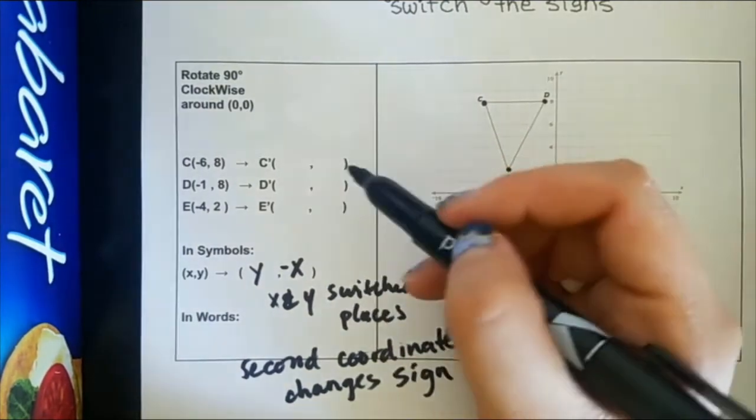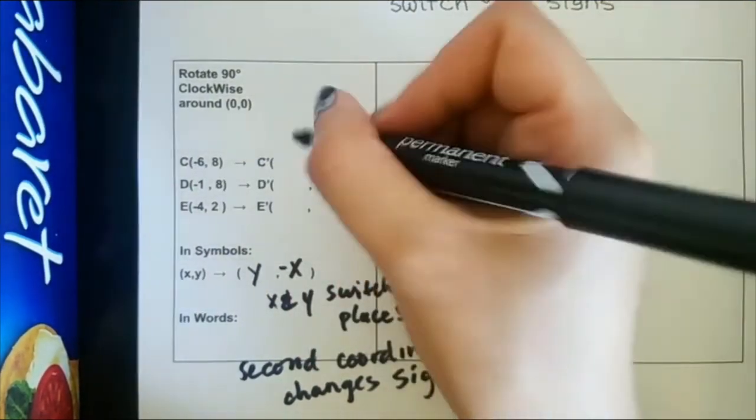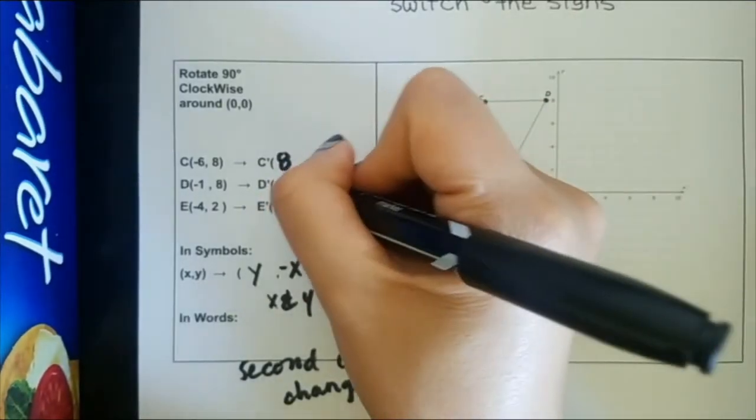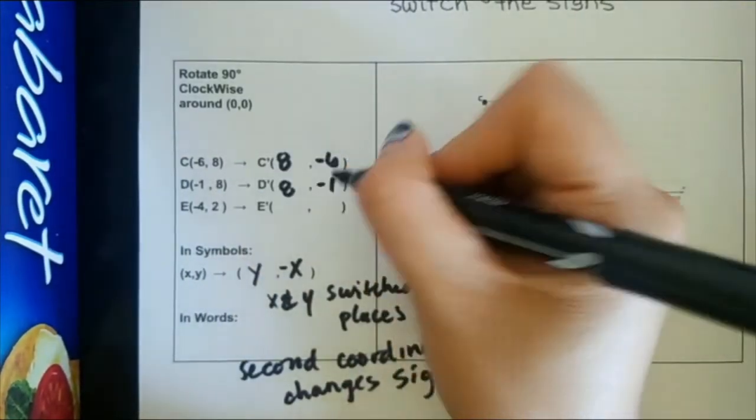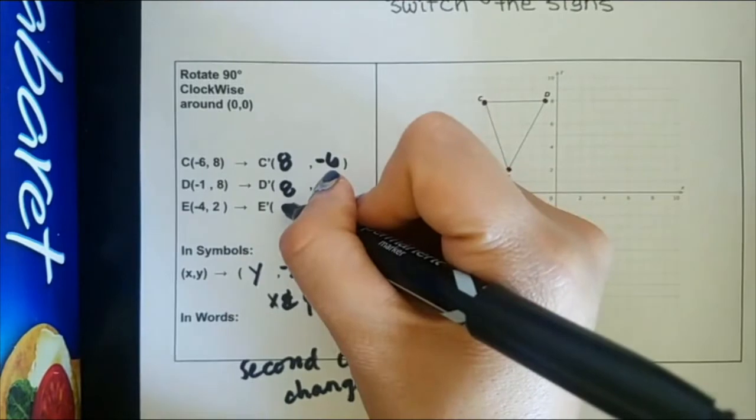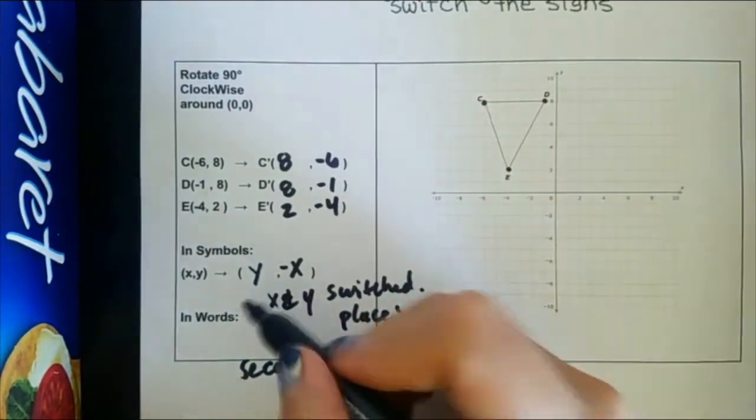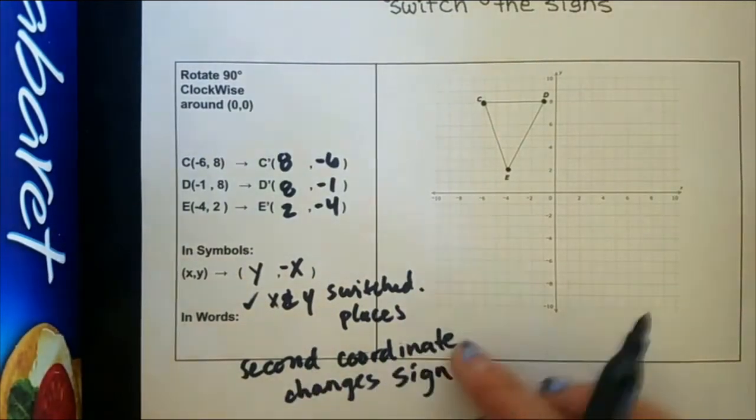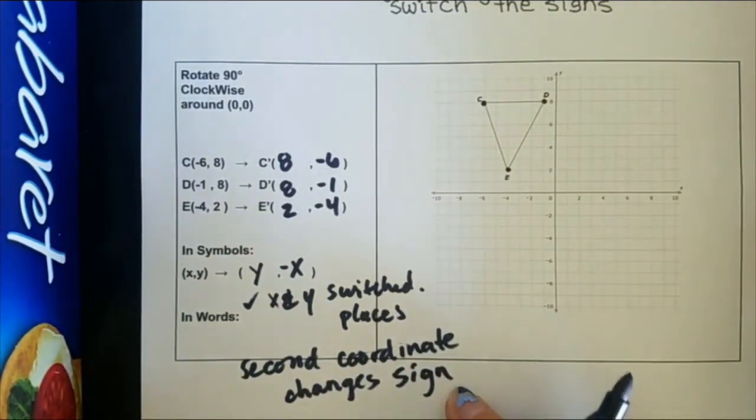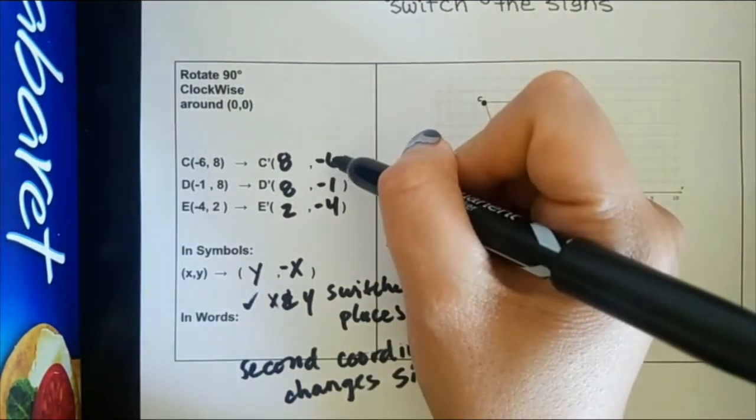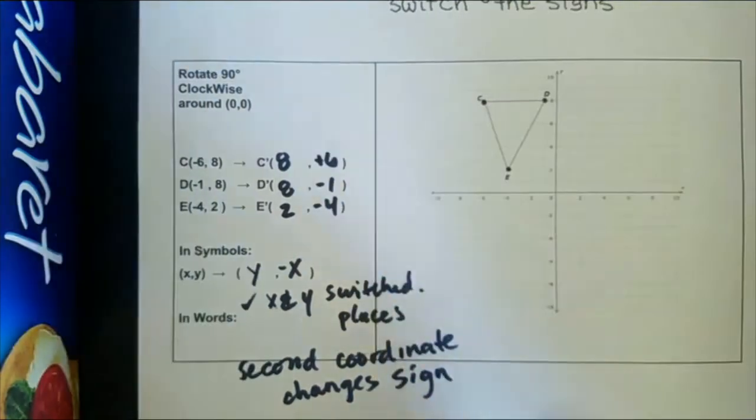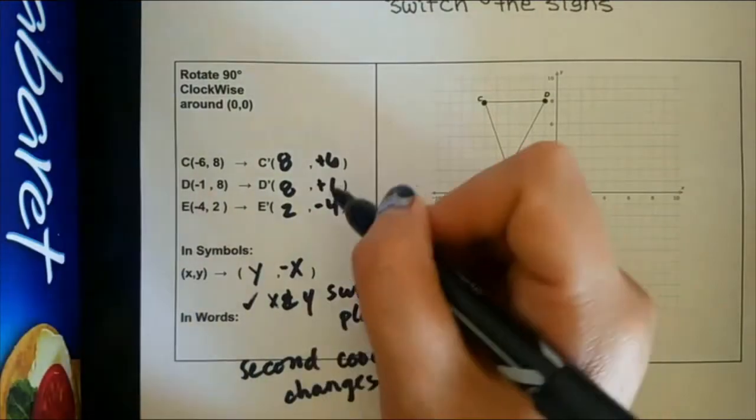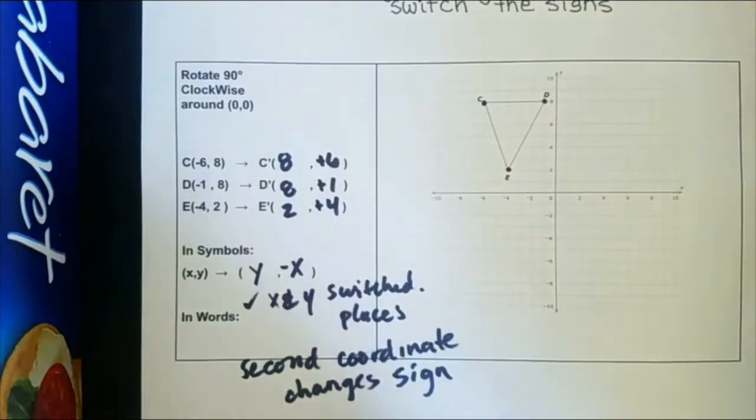So let's go ahead and do that here. We're going to switch -6 and 8. We're going to switch -1 and 8. We're going to switch -4 and 2. So I've so far switched the x and y coordinates. Now, for the second coordinate, we have to take the opposite sign. Since this was negative to begin with, it's going to become a positive 6. Negative 1 becomes a positive 1. Negative 4 becomes a positive 4.